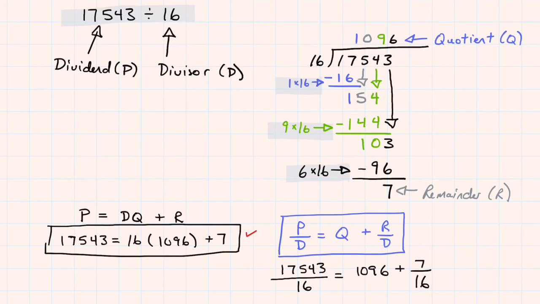So the reason this is a little more useful is if you look at that left-hand side, 17,543 divided by 16, that's what we actually did. So this right-hand side is the actual answer to that statement. Well, hopefully that all made perfect sense and you totally remember how long division works, because now we're going to try to make it even worse because we're going to do this with polynomials and you're going to have so much fun.